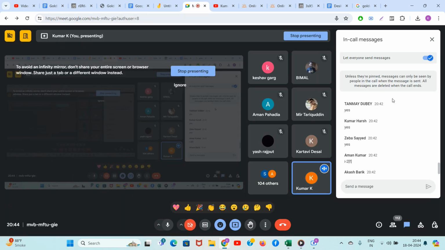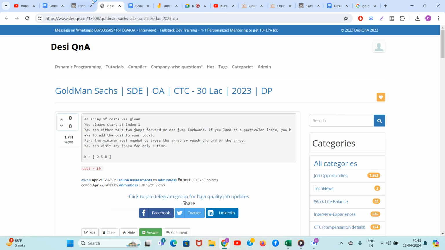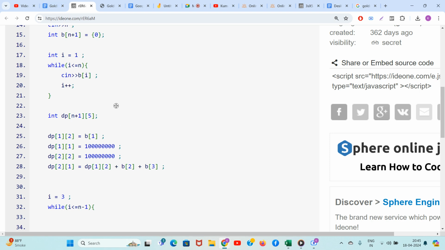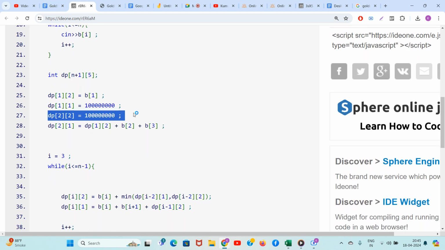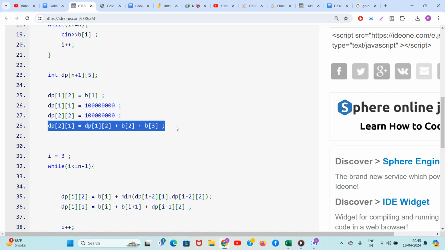Okay, enjoying the problem, right? Yeah, yeah. This is not just complicated, this is very interesting. This is opening your brain. dp2 of 2 also done. dp2 of 1, guys, done.